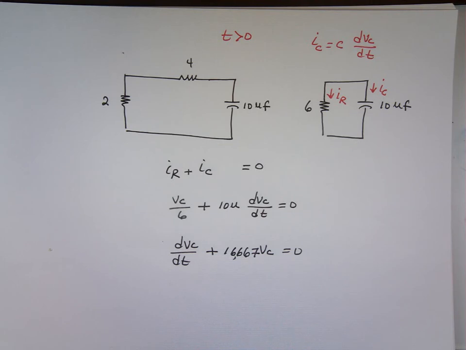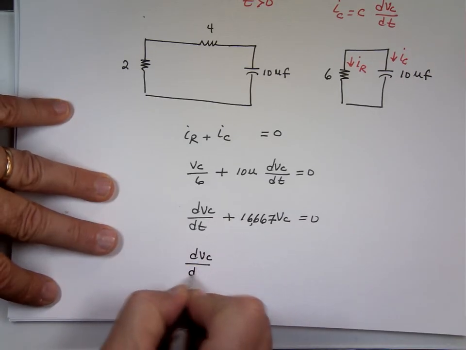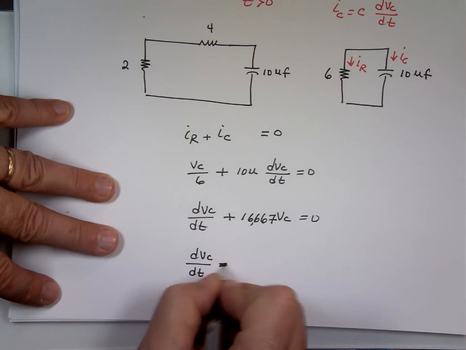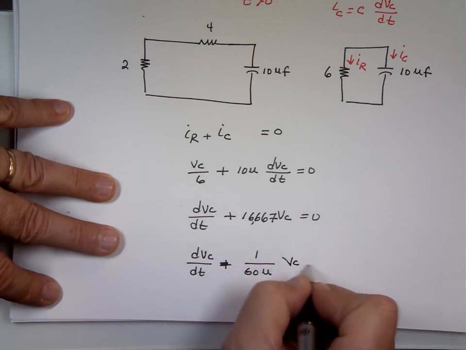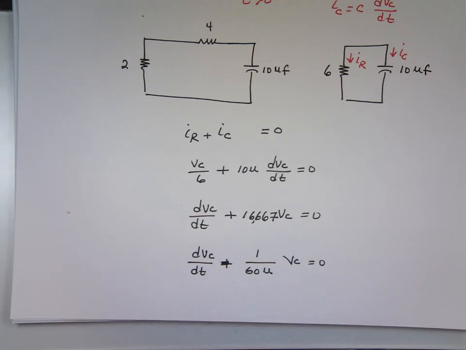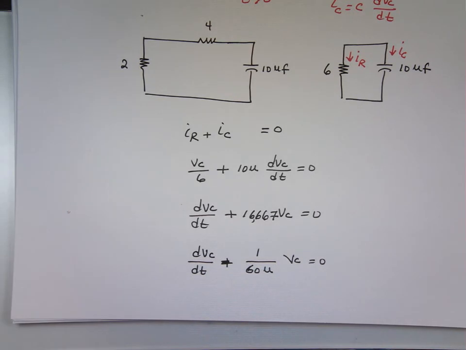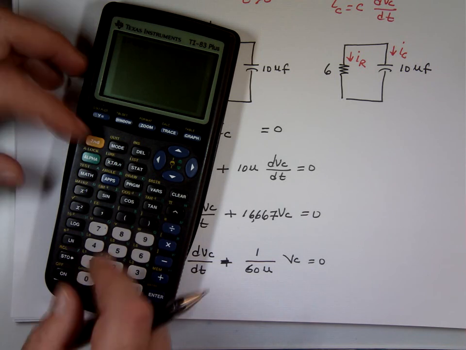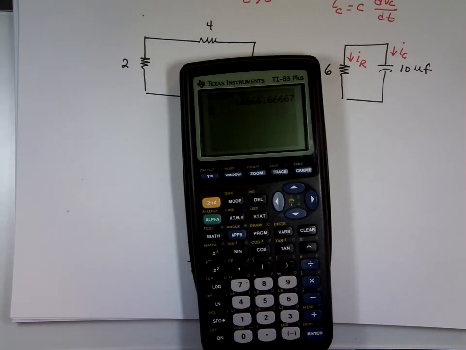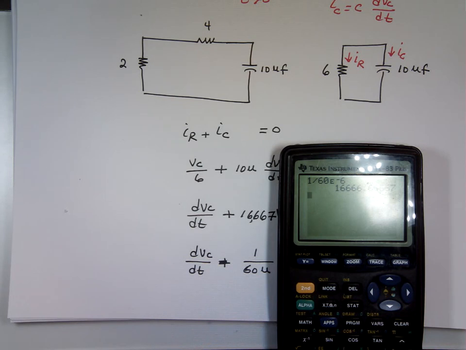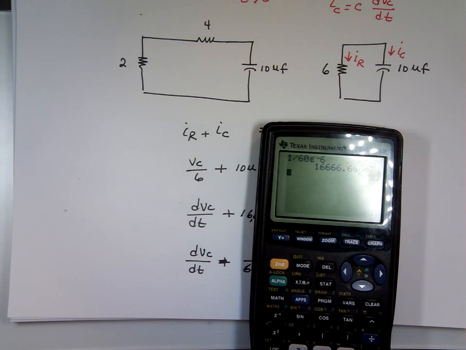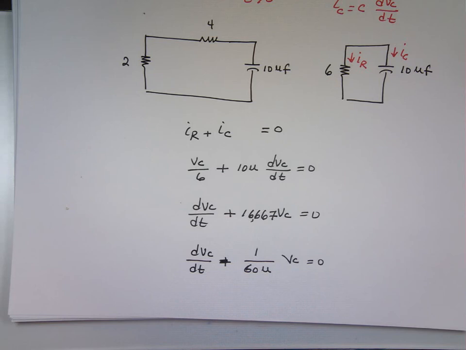Or 1 over 6 micro if you don't like that number. If you don't like that number, you can say 1 over 6 times 10, 60 micro. That's what that number is, 1 over 60 micro. Does that look like a 60? Yeah. So if you go 1 divided by 60 e to the negative 6, notice the same number. 1 over 60 micro is the same number. So if you don't like to use that number, you can use this number. So this is your alpha.